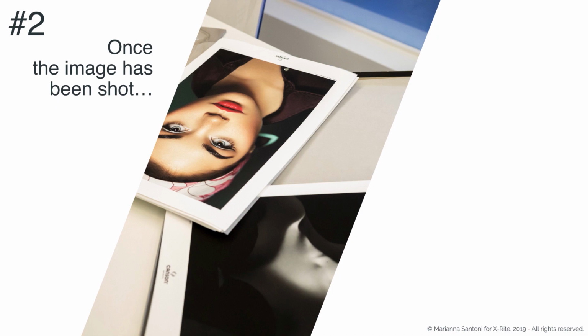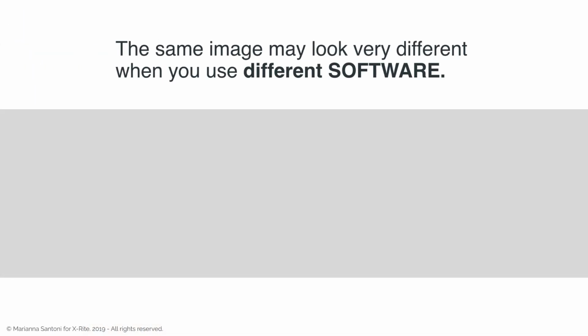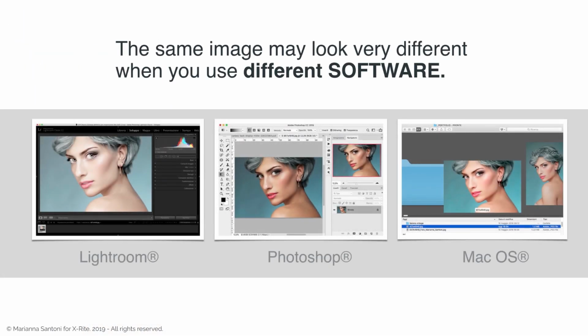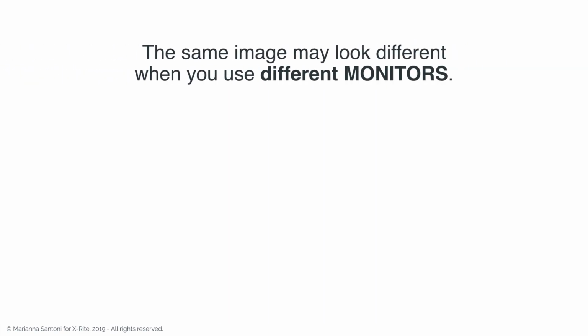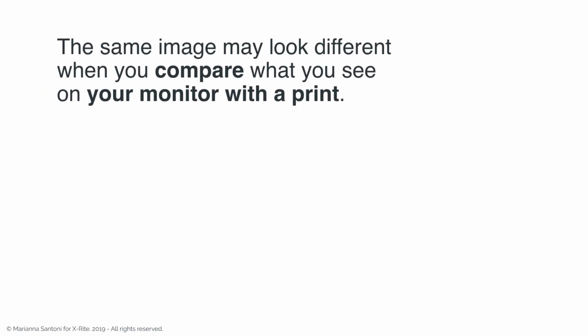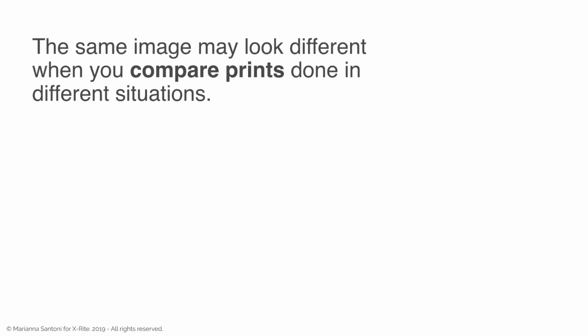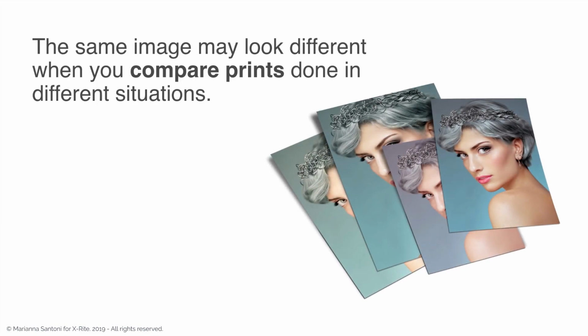Once the image has been shot, when you look at your images, you may sometimes notice that colors and black and white tones of a same image look different in different situations. For example, when you look at or work on a same image using different software. Or the same image may look different when you use different monitors. Or the same image may look different when you compare what you see on your monitor with a print. The same image may look different when you compare prints done in different situations. Different period of time, different papers, different printers, different external services.